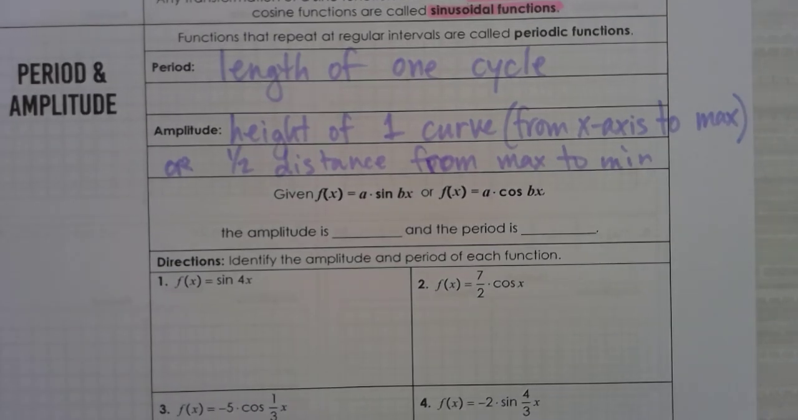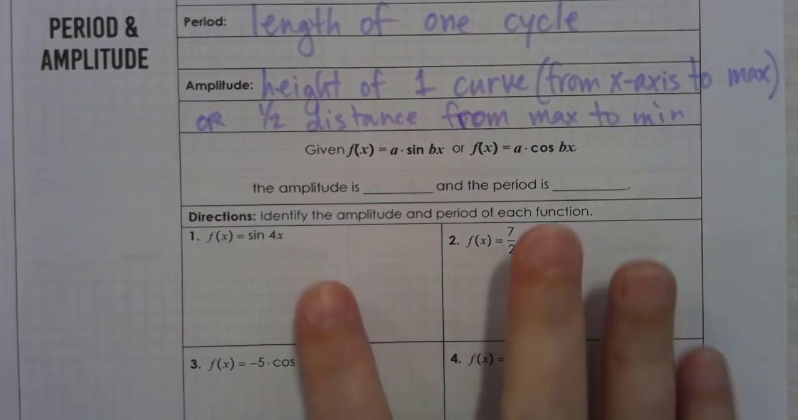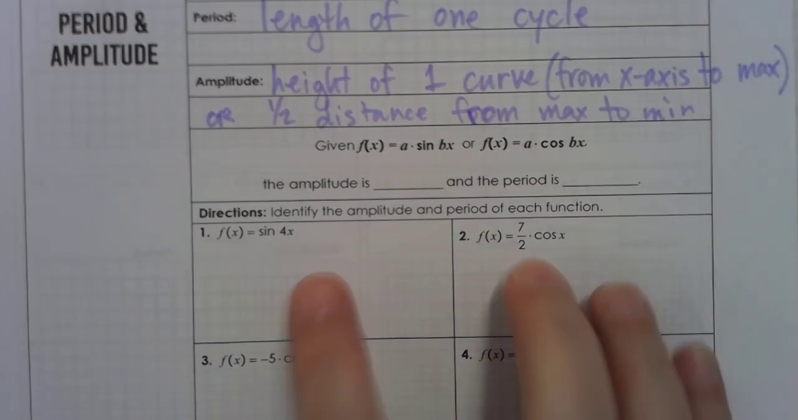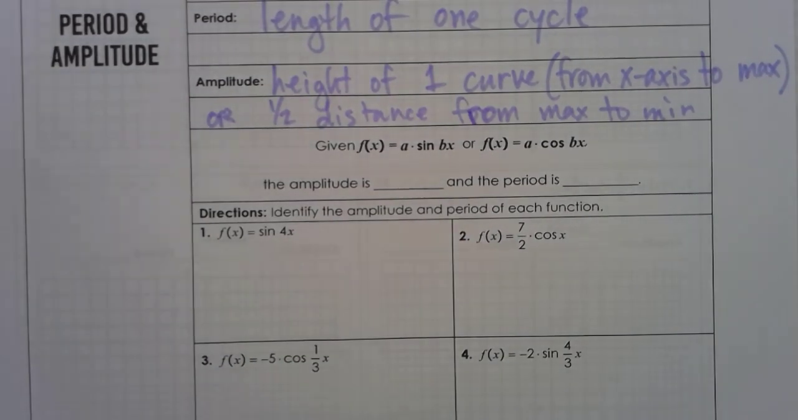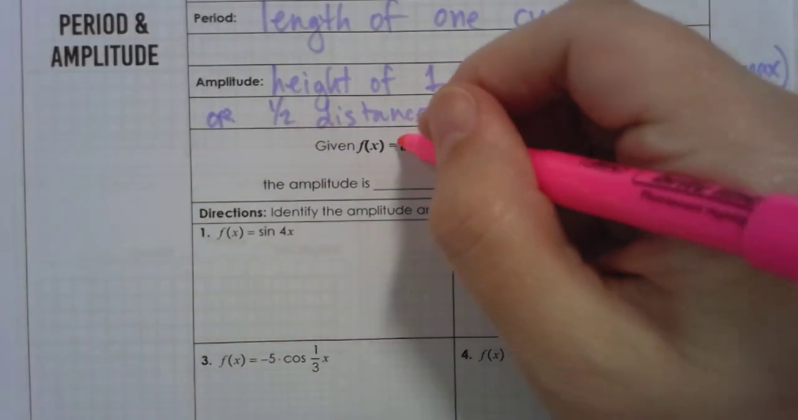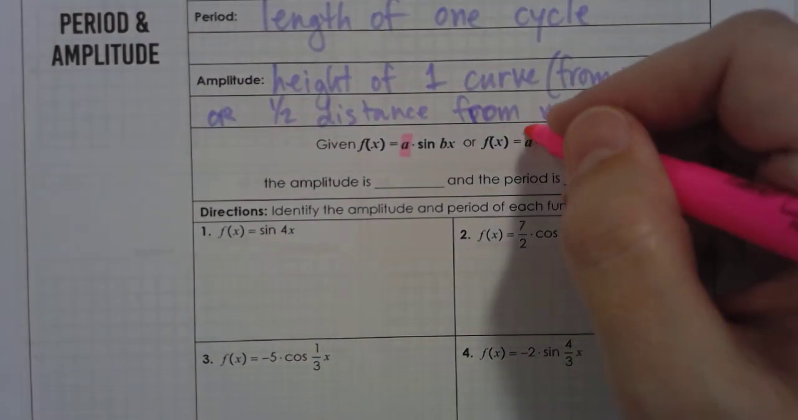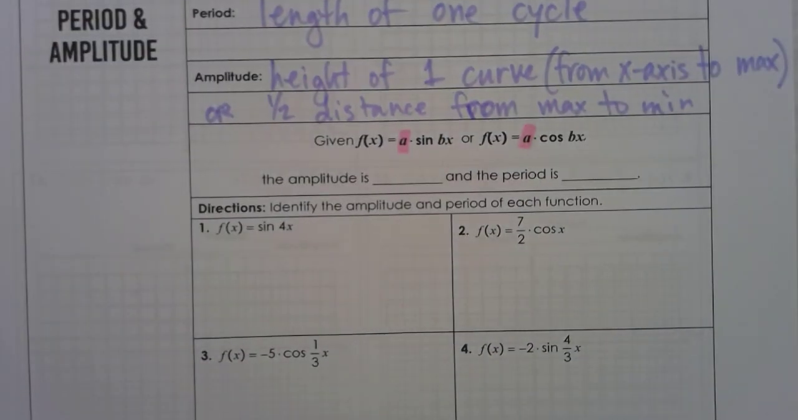Okay, so that's all the instruction. Everything else is just examples. So the first thing that we're going to do is look at some functions, and we're just going to tell what is the amplitude, what is the period. We're going to practice that first because we need to be good at that before we can start graphing them. So you remember this a value that comes in front of our function?